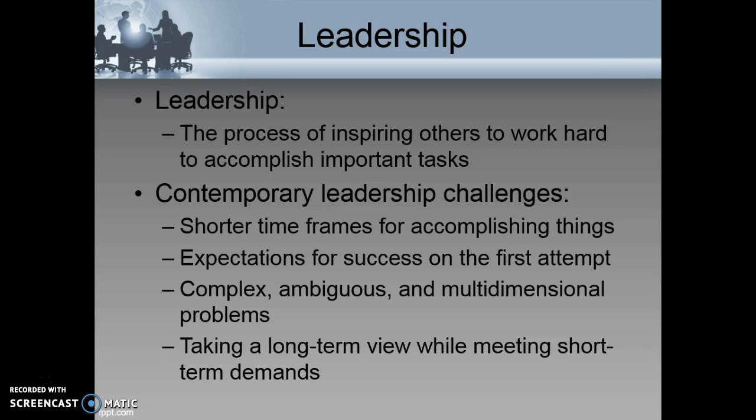We also have problems that are more difficult to solve. They're much more complex, much larger, much more ambiguous. There's much more gray area involved in many of the problems that we're trying to deal with. And they're often multidimensional, covering a variety of areas all in one. And this obviously makes it difficult to lead your employees to solve these problems that have a variety of impacts and outlooks. And finally, it's very difficult for managers today to take a long-term view of all the problems that are existing while at the same time meeting the short-term demands. It requires a special skill set to do so.